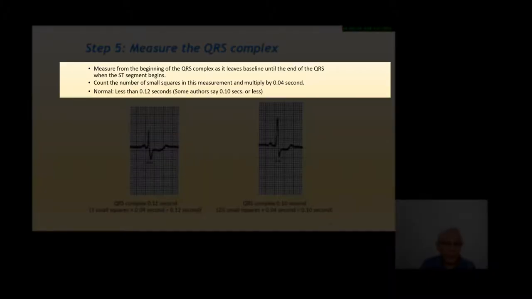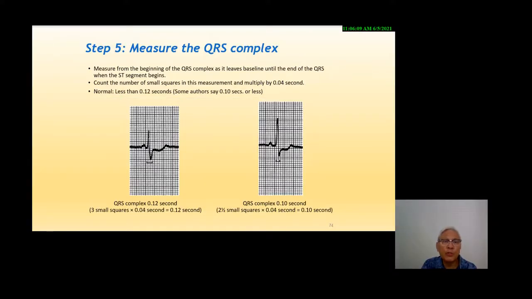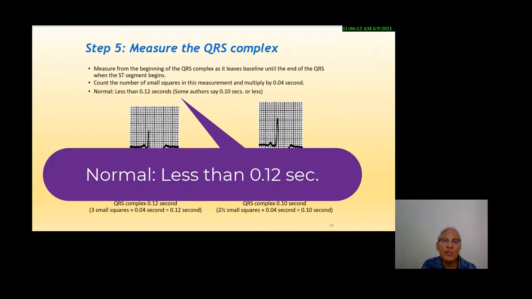To measure the QRS complex, we would measure from the beginning of the QRS complex as it leaves the baseline until the end of the QRS when the ST segment begins. In order to do that, we need to count the number of small squares in this measurement and multiply it by 0.04 seconds. Remember now that normal QRS duration should be less than 0.12 seconds.